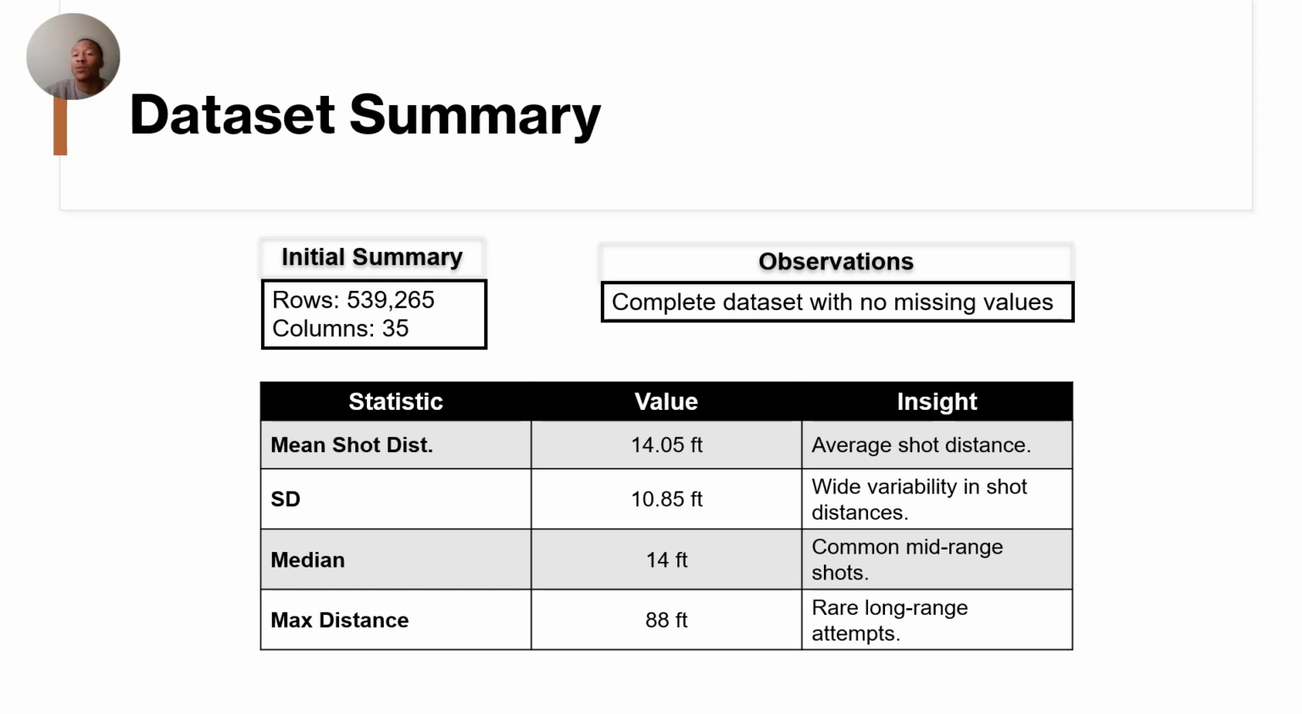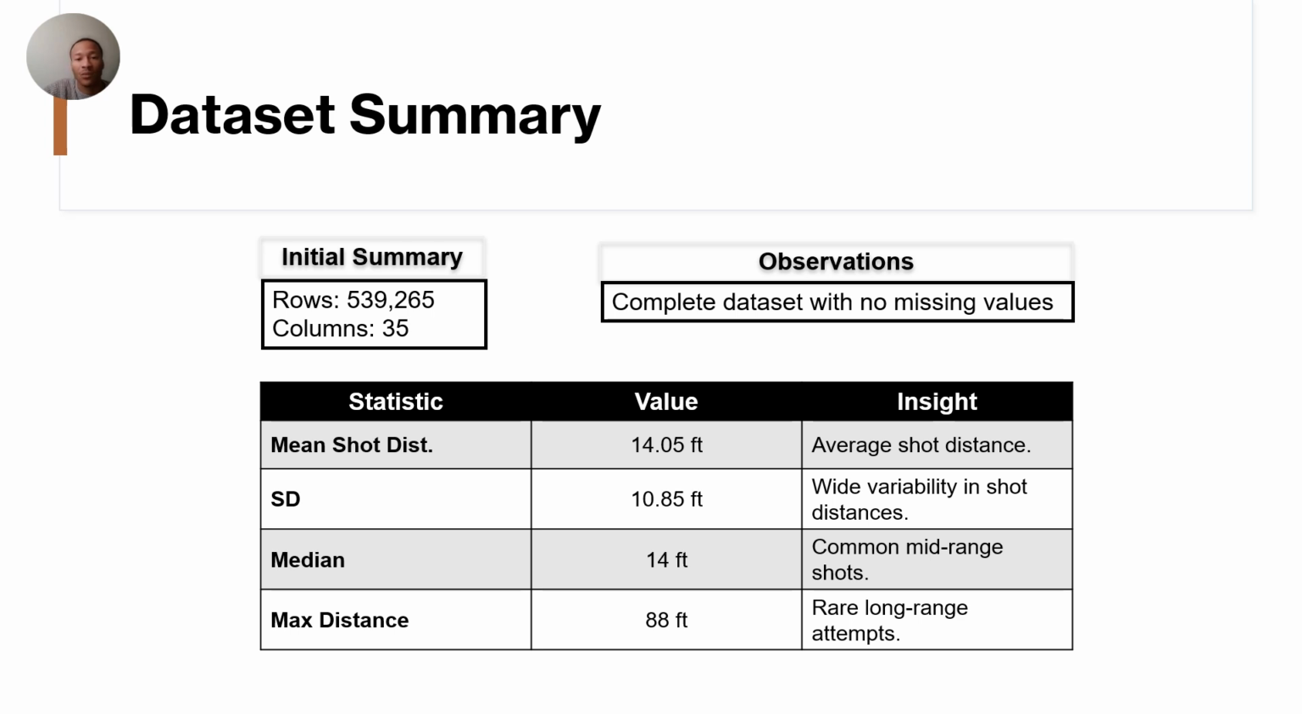So the data set that I'm working with was quite extensive. It contained over 539,000 rows and 35 columns in total. So it's a lot of data to work with and analyze. One important note is that the data set is complete and there are no missing values, which ensures the integrity of the analysis and saves us time on data cleaning.